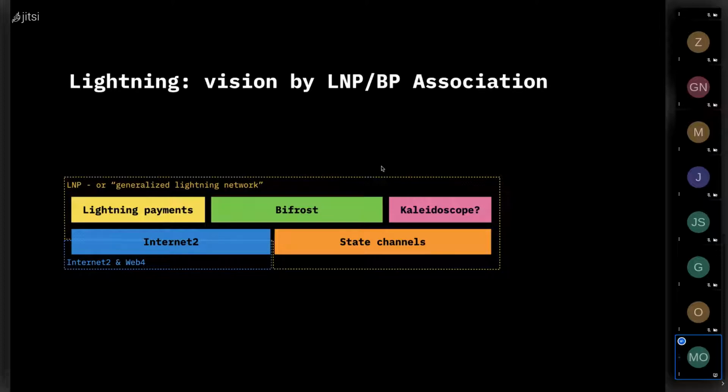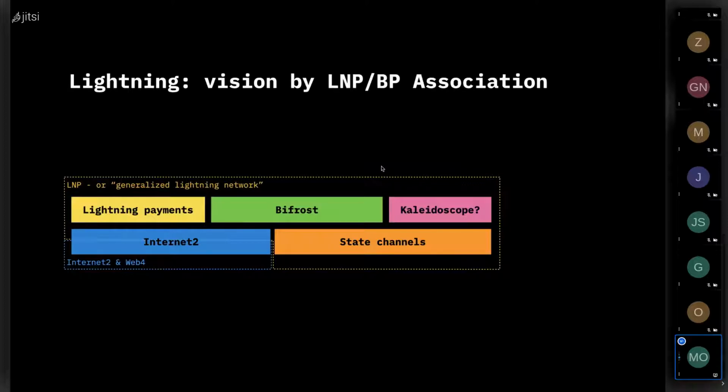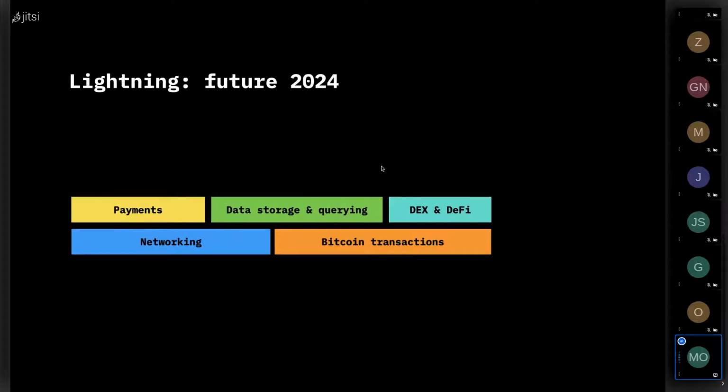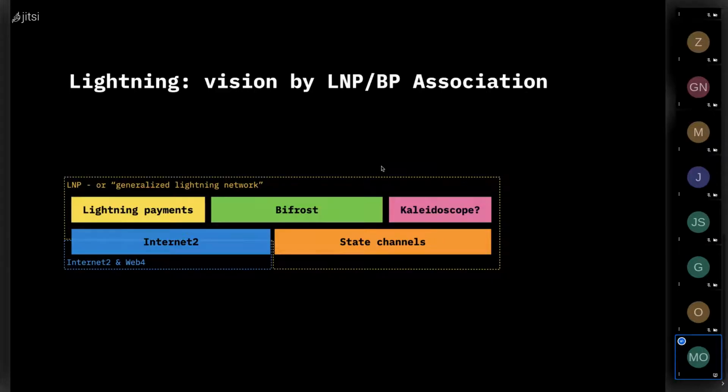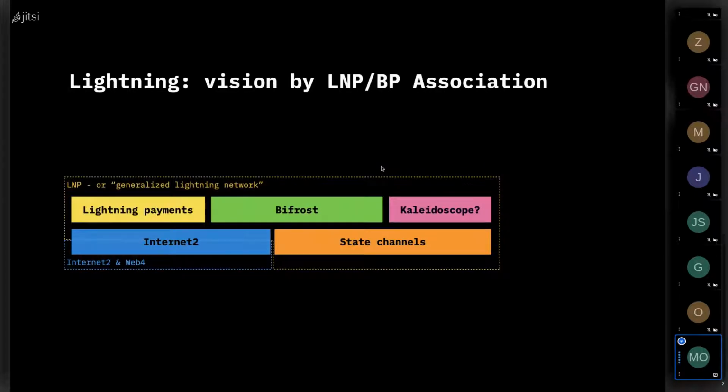The second part, orange, which is the Bitcoin transaction graph, I propose just to name state channels. It's a graph of transactions which actually constitute state channels. The payment network, let's call that Lightning Payments. And the data storage protocol, we have been calling since the very beginning, after Giacomo's idea, Bifrost. Finally, we have these DEX and DeFi extensions, which we have no name for today.